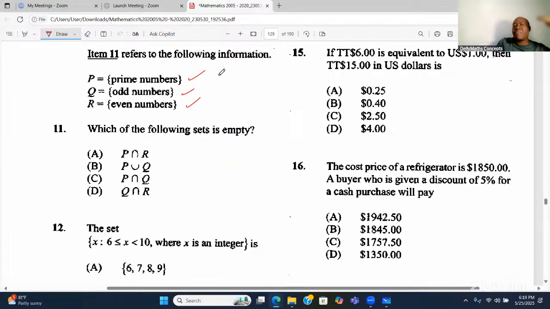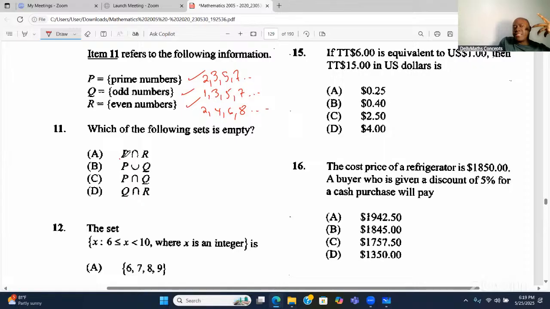In other words, if I have a set of prime numbers, I'm just going to list a few. For example, 2, 3, 5, 7, and so on. And I have a set of odd numbers, which would be 1, 3, 5, 7, and it goes on. Even numbers 2, 4, 6, 8, and it goes on. They're saying which one of these, when you check, is going to be empty.